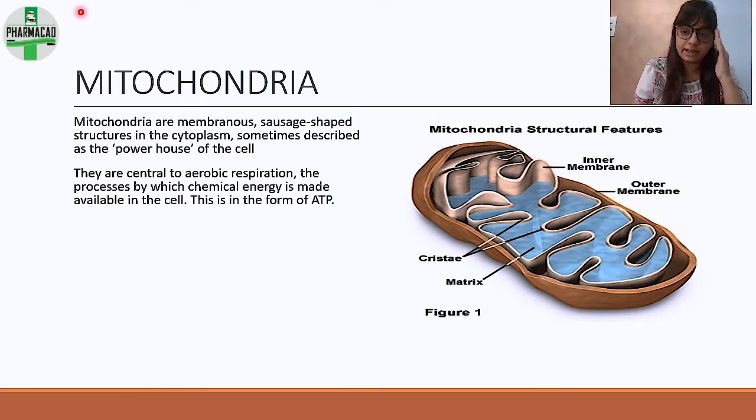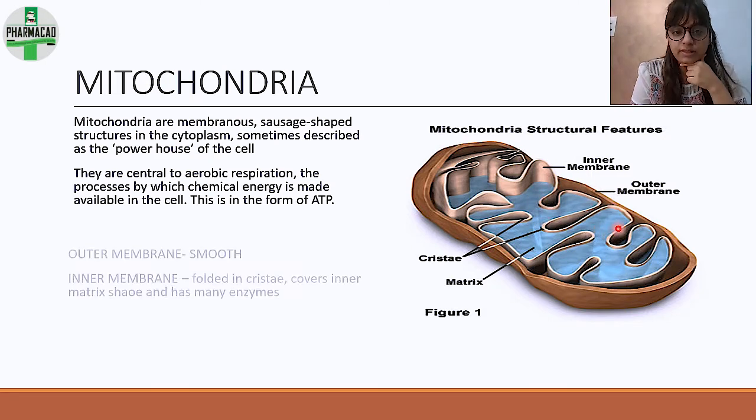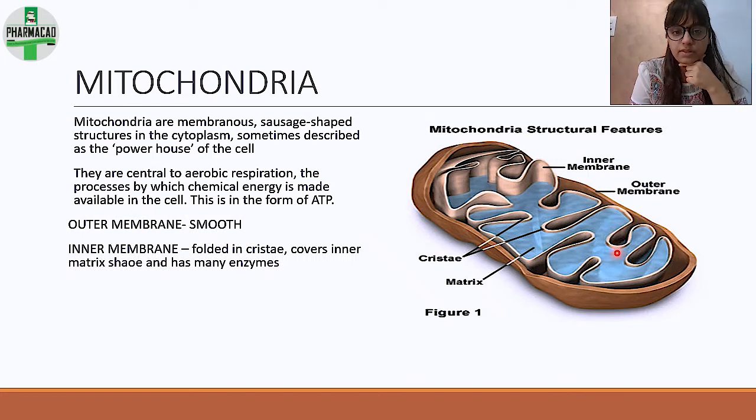They are membranous, that is इनको भी एक surrounding membrane है जैसे nucleus को था. If you see the shape is like a sausage and it has two membranes, outer membrane and inner membrane. ये brown वाला outer है और ये pinkish जो है वो inner membrane है. The inner membrane is folded. You can see this. These folds are known as cristae. Covers inner matrix. ये जो blue है वो matrix है. And this matrix now has many enzymes. तो जो मेन फंक्शन हो रहा है ना एरोबिक रेस्पिरेशन का, वो इधर होता है.